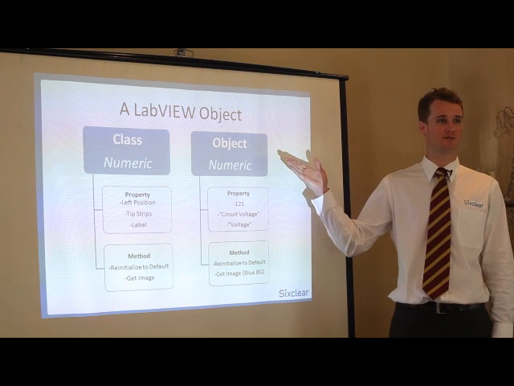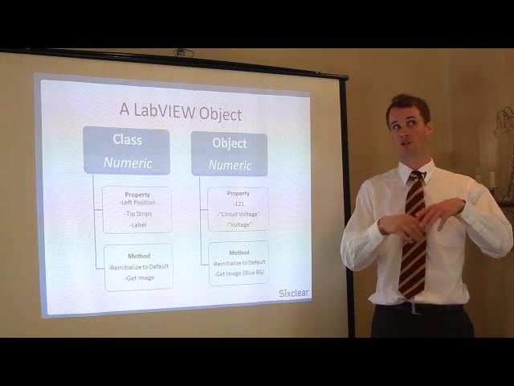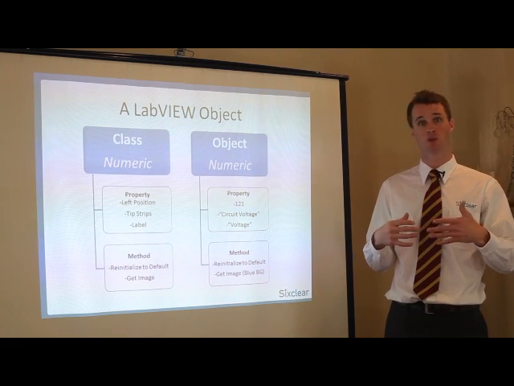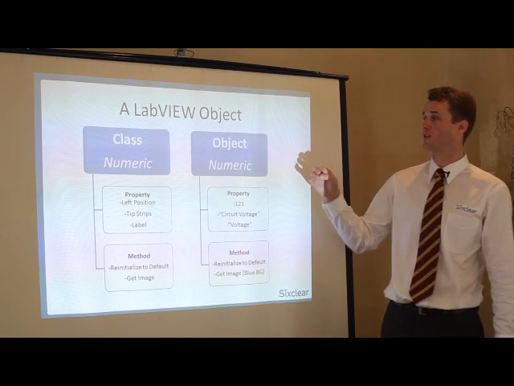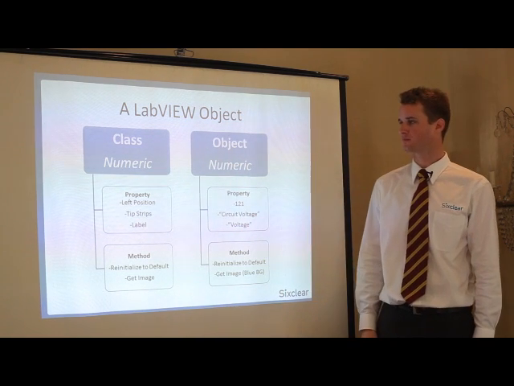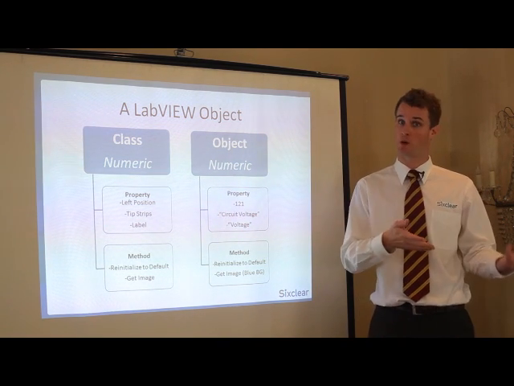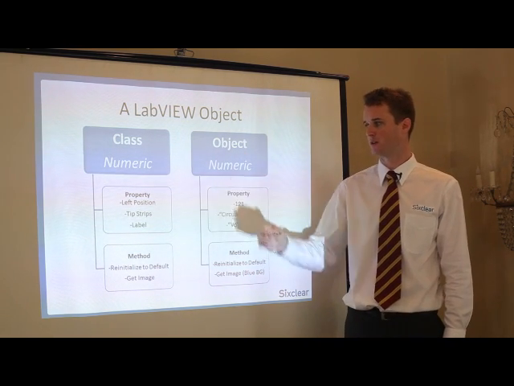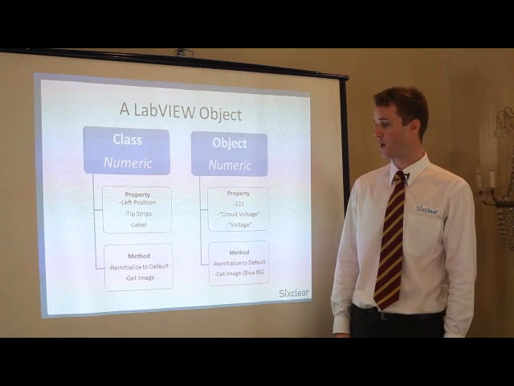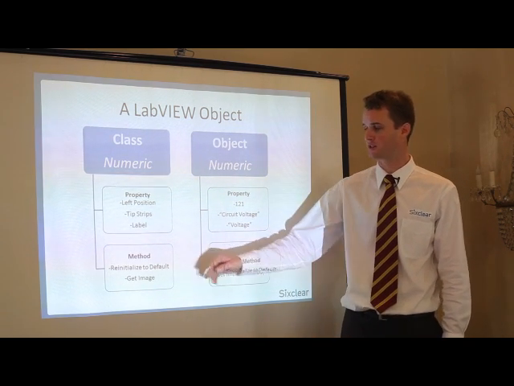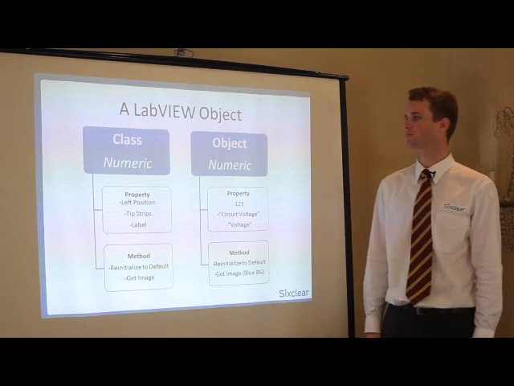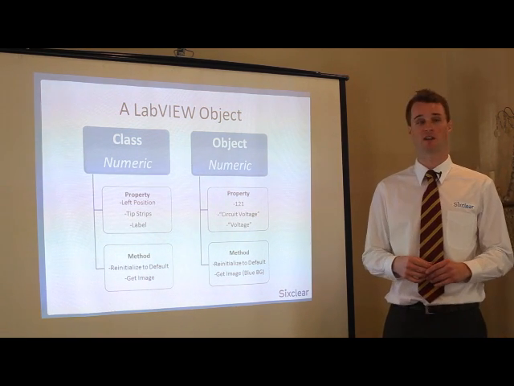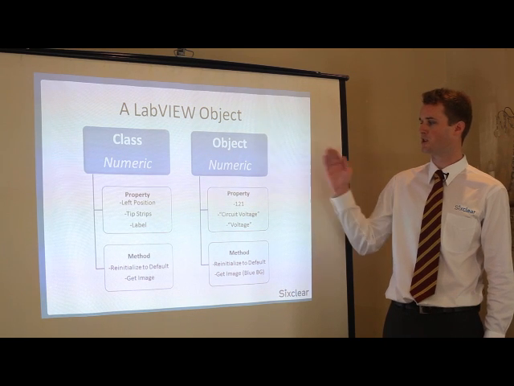A LabVIEW object. Okay, so we just looked at some real-world example, a person, but let's now bring it back to LabVIEW because that's what this course is about. We're going to have a class numeric. Any numeric, even the one we just dealt with earlier, has certain properties like left position, tip strip, and label. The methods it would have are reinitialize to default and get image. So if we had a specific instance of that numeric class, it would be this object.